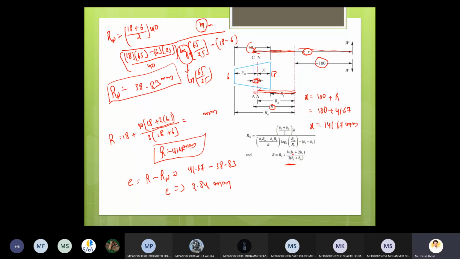Now, is there any other parameter to calculate? Yes, yi and y naught we require. Yi means the distance from the neutral axis to the inner surface, and y naught is the distance from the neutral axis to the outermost layer, isn't it? So how can we get these distances? The neutral axis distance we know, that is 38.83, and this distance also we know, that is Ri.